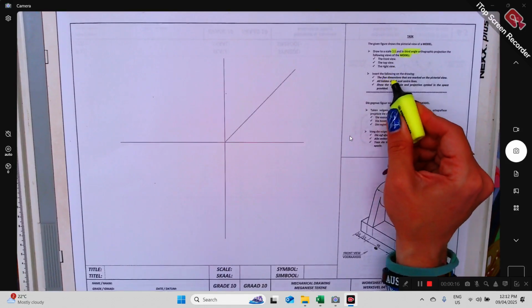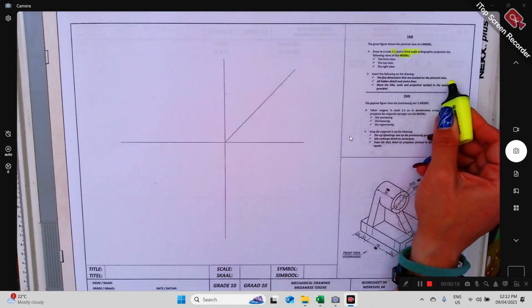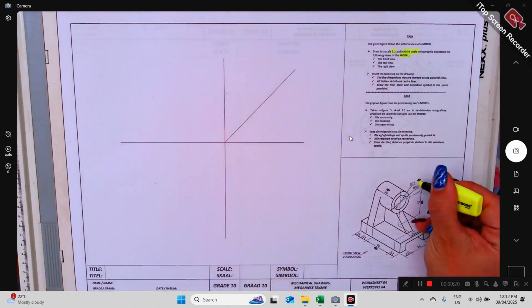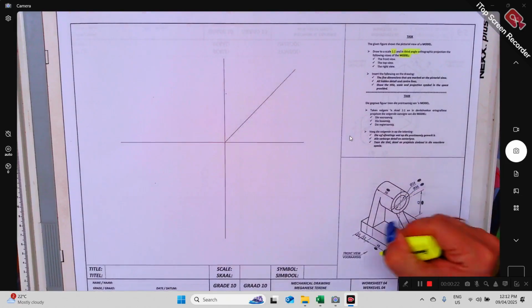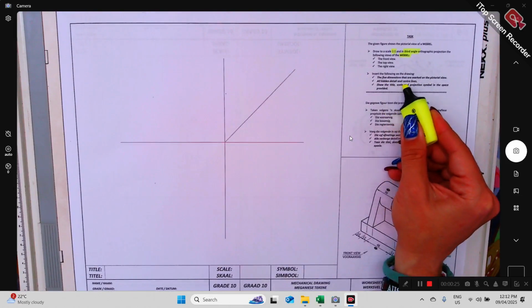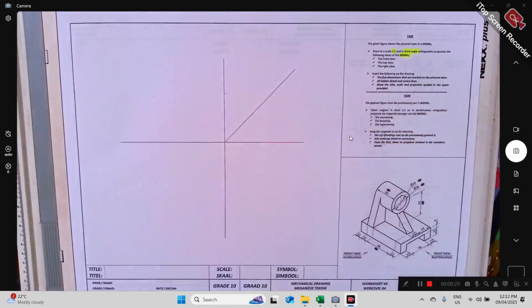You have to include 5 dimensions that are marked on the pictorial view. So these ones that have been marked with circles, you have to insert. And then all hidden detail and center lines, and show the title, scale, and projection symbol in the space provided.